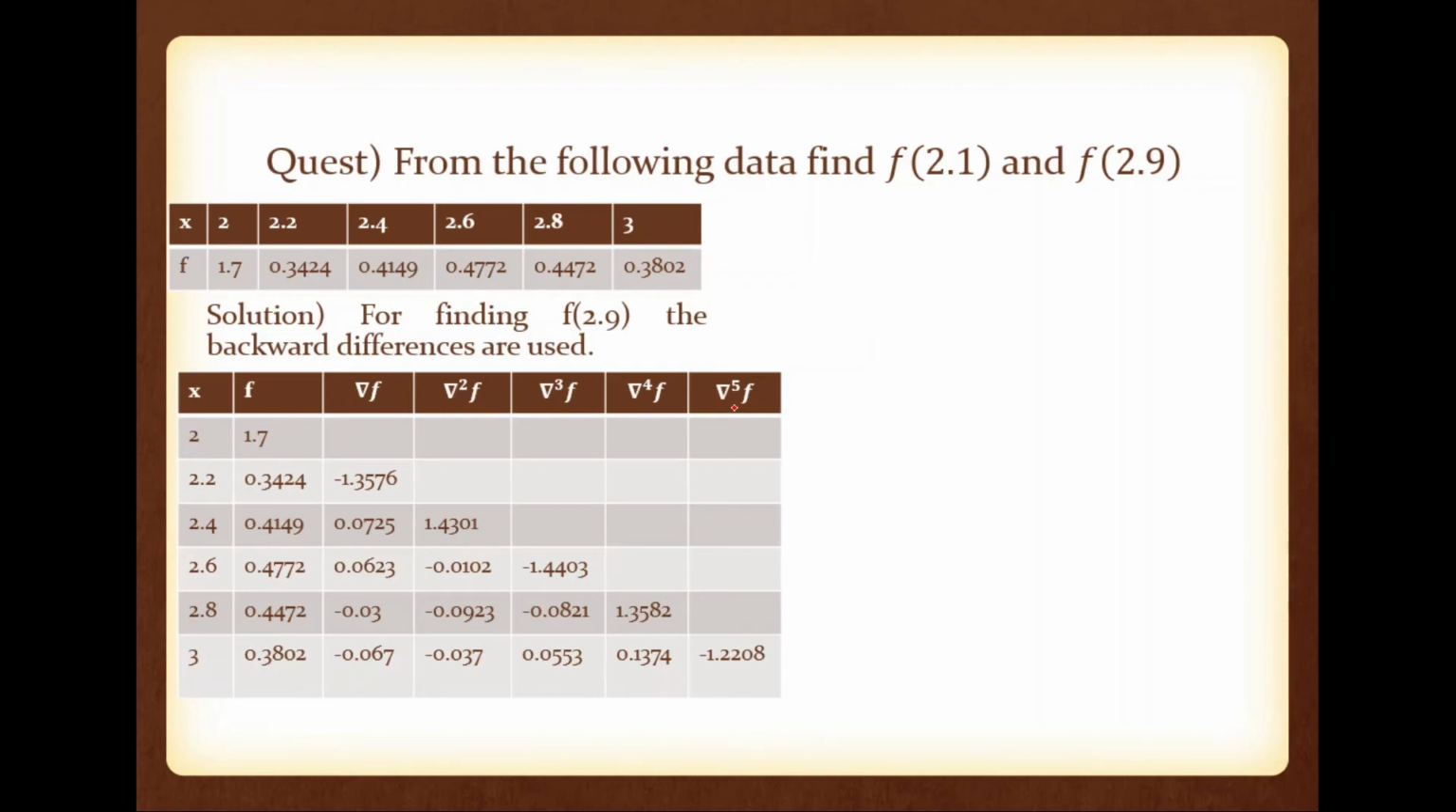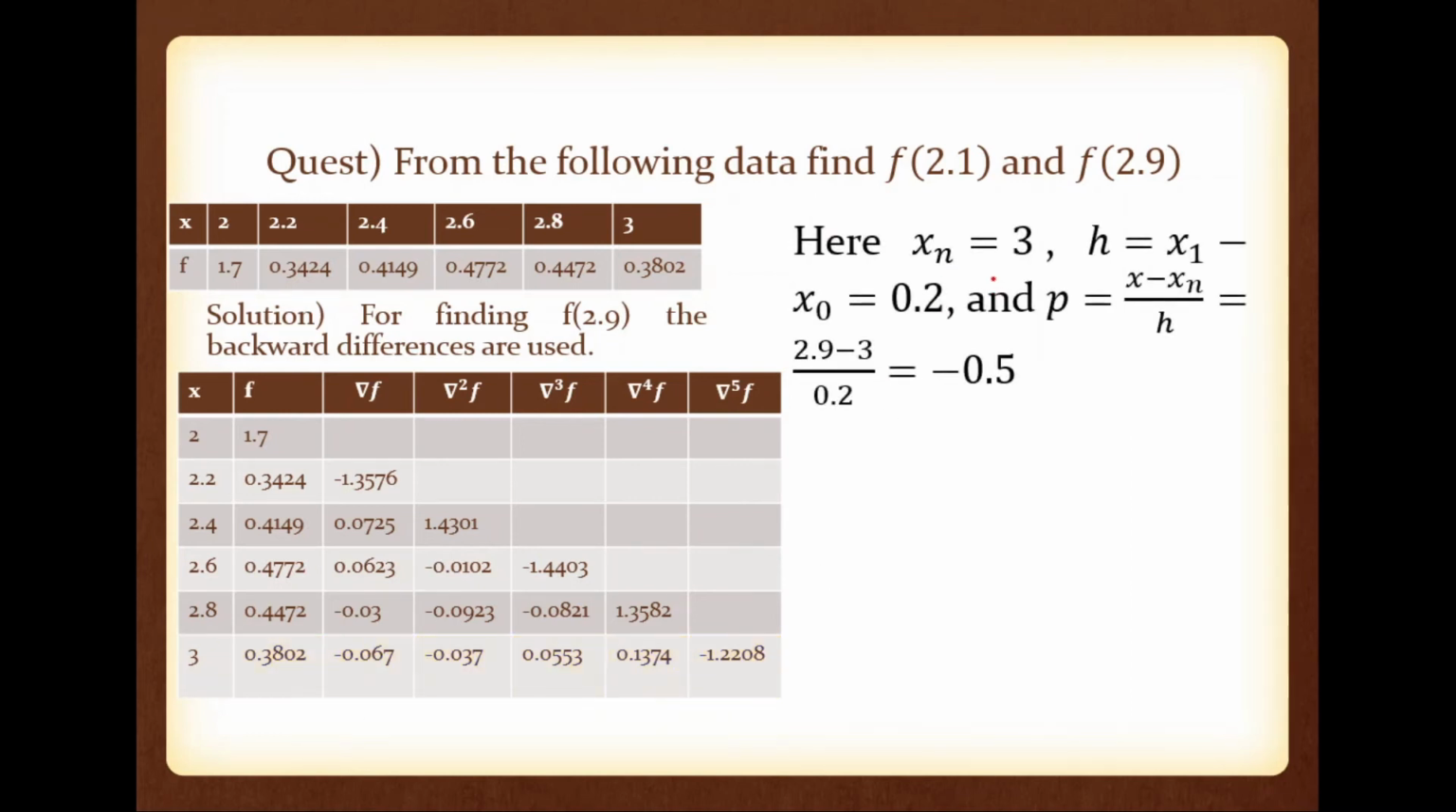Okay, so here again, what is xp? We are finding f. We are going to find f of 2.9. So this is xp actually. Now what is xn? We have to take the last one as the reference, that is 3. So xn is equal to 3, because we are going to use the last row for our calculation. This one is xn.